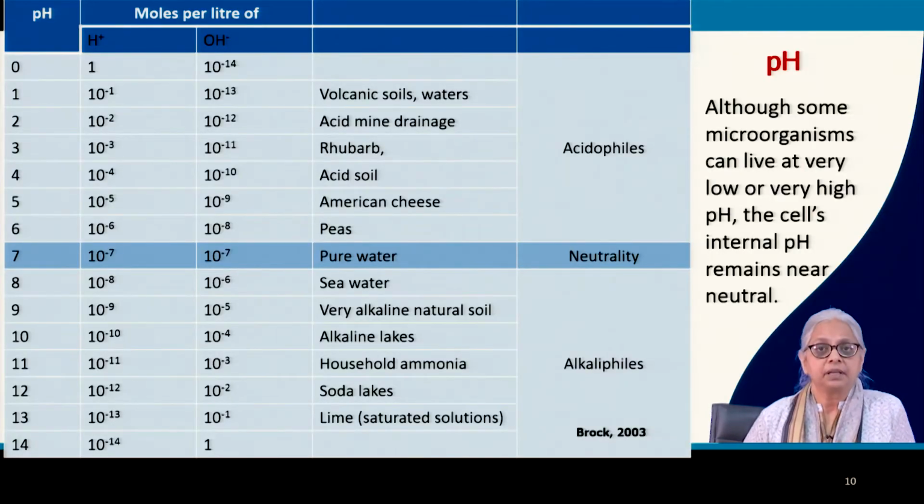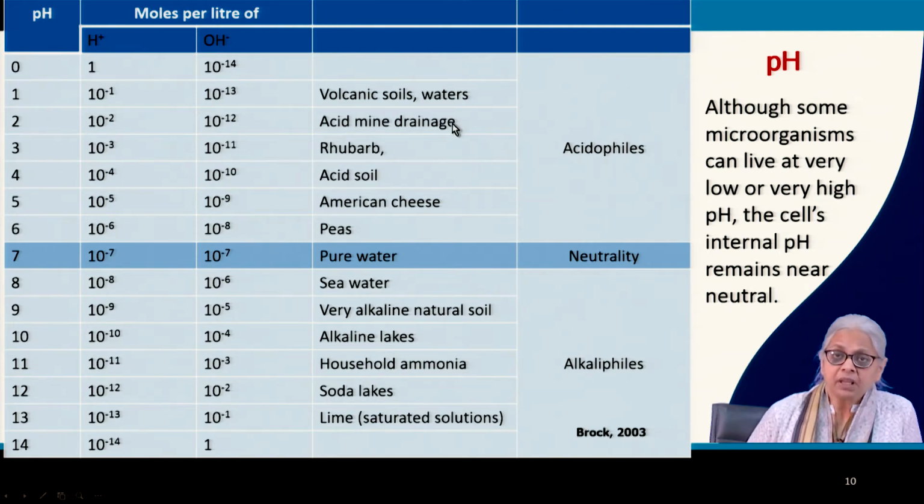Let's now come to the next environmental factor, and that is pH. So in the table you see the pH scale all the way from 0 to 14. You know what that means in terms of the concentration of protons and hydroxide ions, and in terms of the classes of bacteria or other microorganisms that can survive. So if the organism can tolerate acidic conditions, it's called an acidophilic organism or a bacteria. If it can survive basic conditions or high pH conditions, it's called an alkalophile.